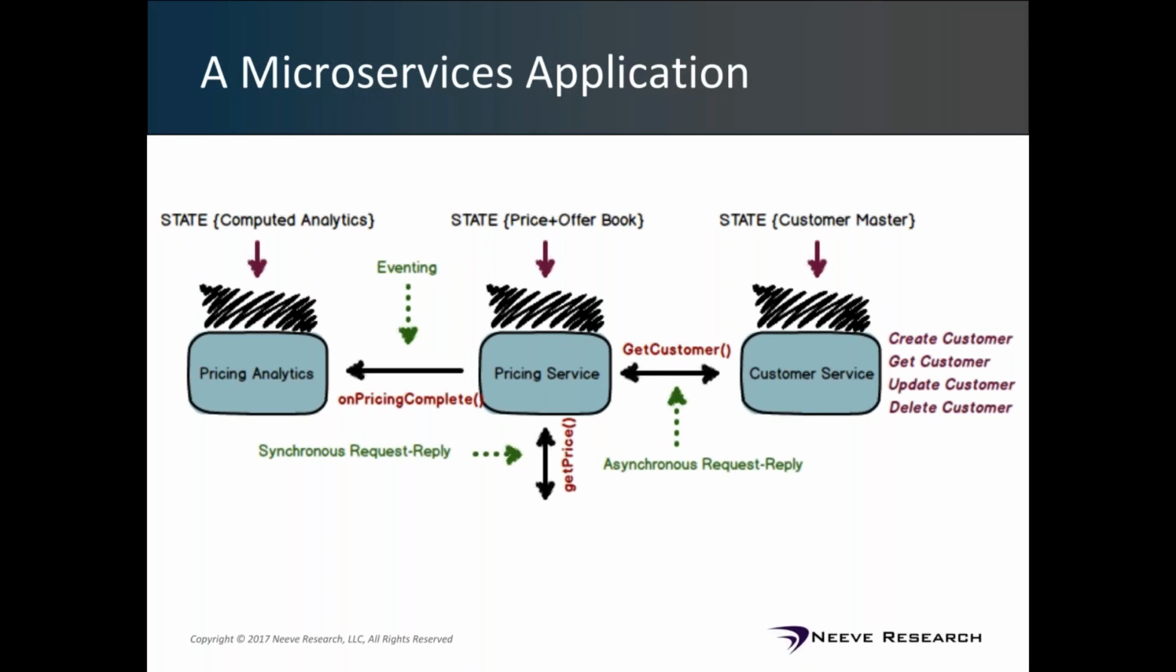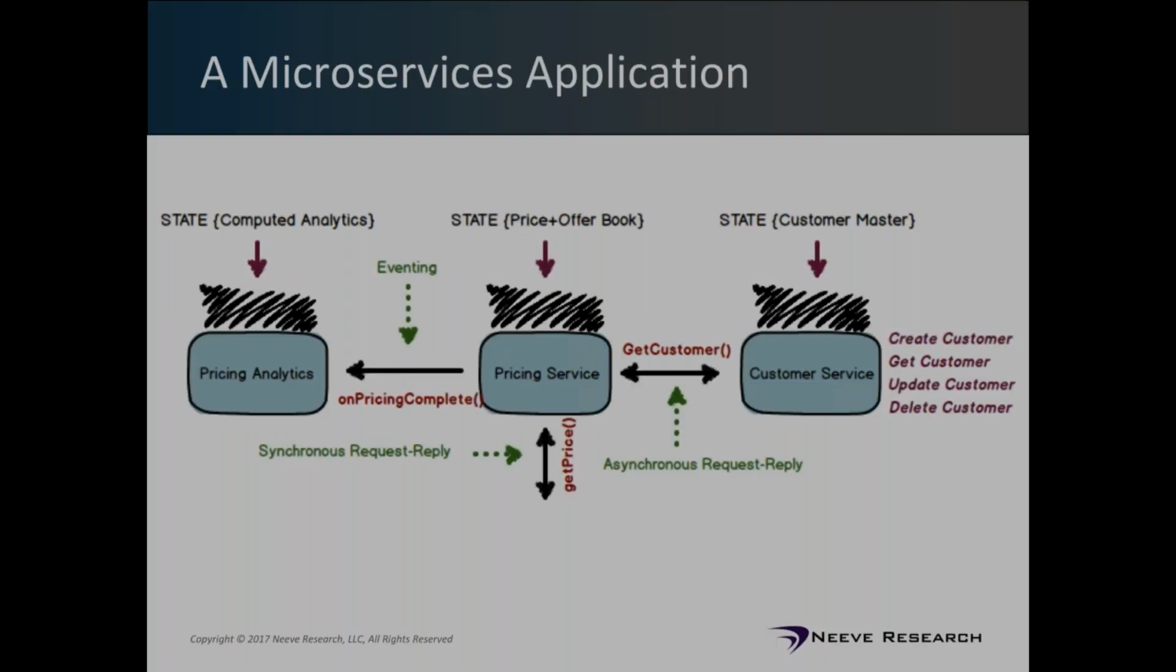Now, what's important here is that there are key elements that need to be taken away from this. One is that there is private state that each of these services has, and this private state is very specific to the function that they perform. It is not shared in its data form with the other services.